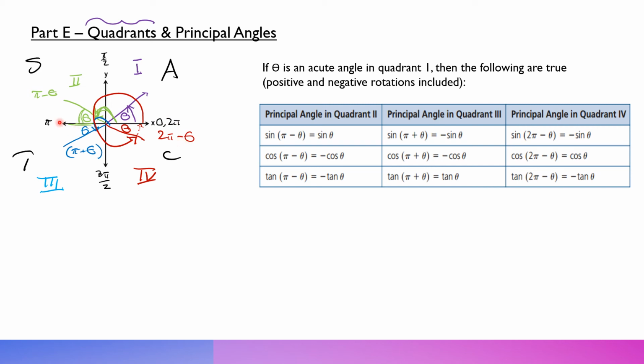So that is what this chart is saying. It's another way of representing cos with cos. So this is an identity right here. Cos of pi plus theta is equal to negative cos theta.